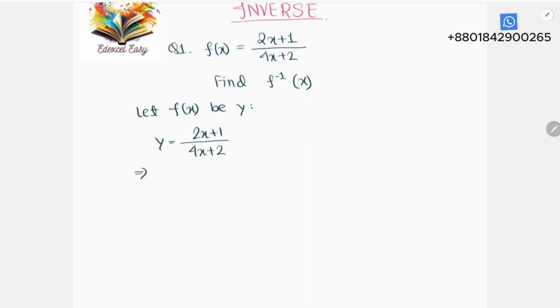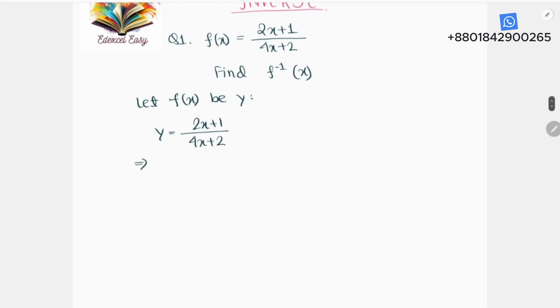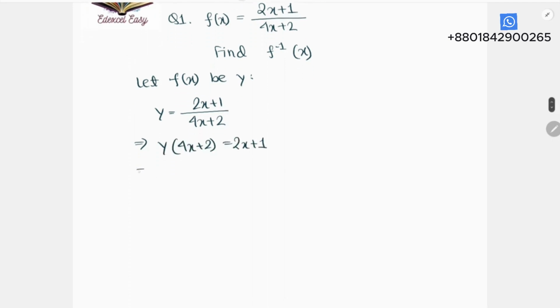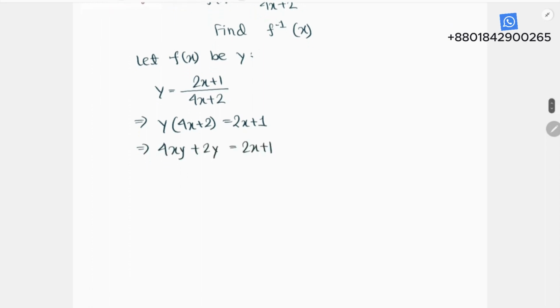And you start making x the subject of this equation. You just invert the equation by making x the subject. It was originally in a form where y was the subject of the equation. As you're trying to find the inverse, you're supposed to make x the subject. So you take the denominator to the left hand side and multiply y with that 4x plus 2. So you have 4xy plus 2y equals 2x plus 1.